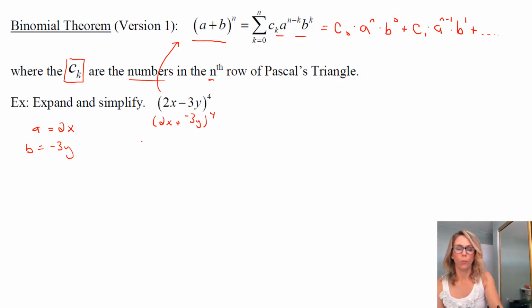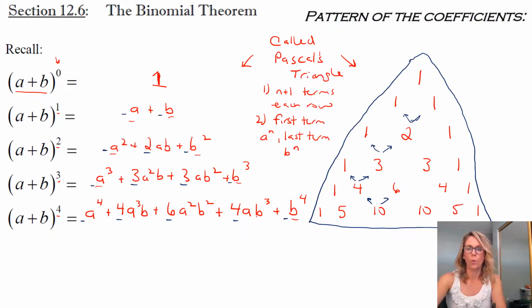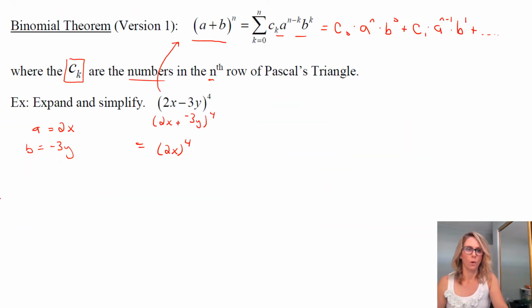So the way to think about this is the first term is going to be a to the 4th, with c sub 0. Let me come back here. Because we're raising something to the 4th power, we want these coefficients that we have here: 1, 4, 6, 4, 1. So 1, 4, 6, 4, 1 are going to be the coefficients of my terms.